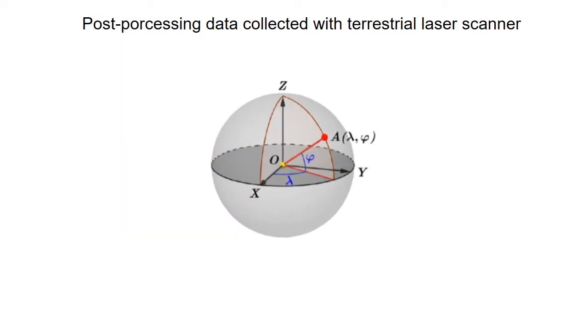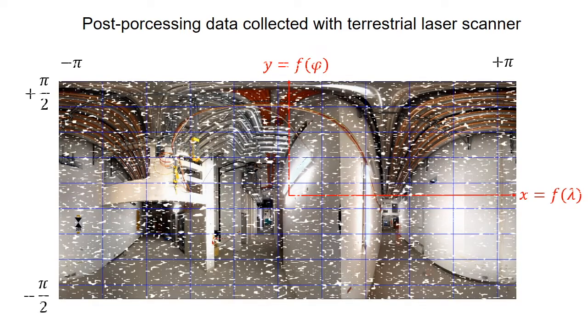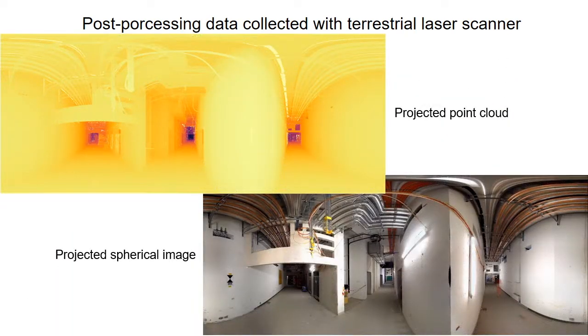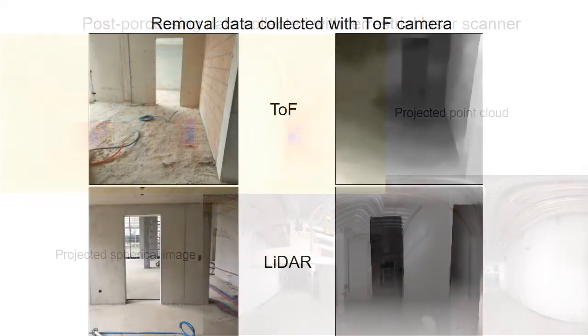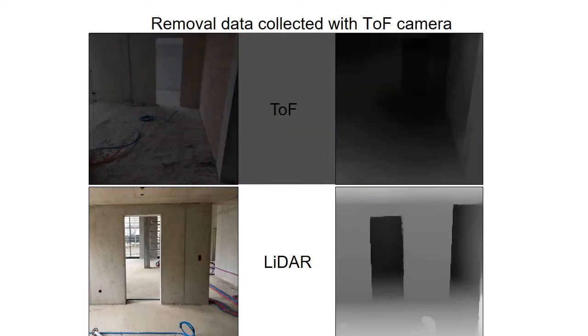The spherical data collected with the terrestrial laser scanner have been transformed with an equirectangular projection in order to obtain planar images. The depth maps generated with the time-of-flight camera influenced negatively the accuracy during the training. For this reason, those samples have been excluded from the dataset.